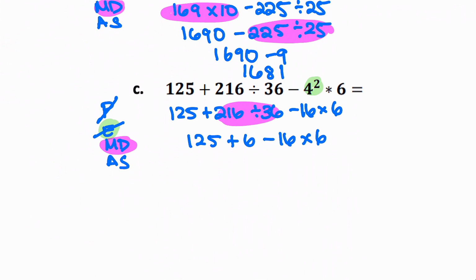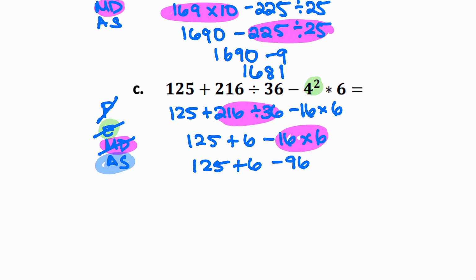I am not done because I still see some multiplication over here. And I'm going to go 16 times 6, which is going to give me a 96. 125 plus 6 minus 96. I am done with multiplication and division. Moving on to addition and subtraction. And again, I see both an addition and subtraction.